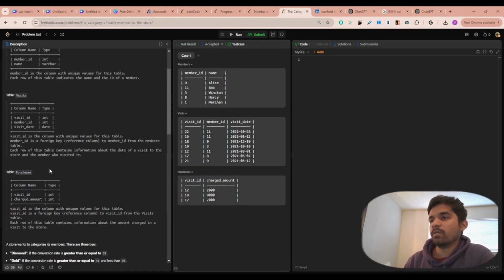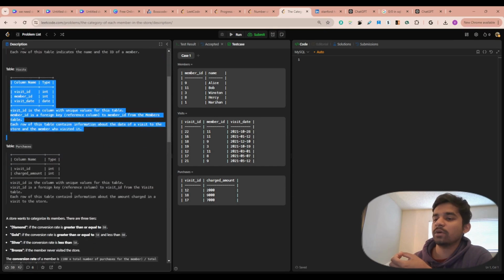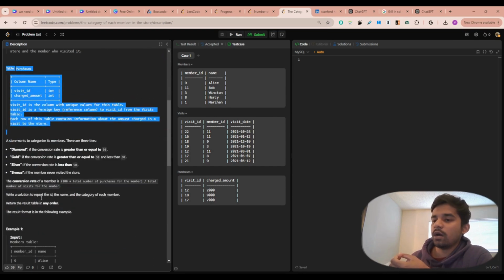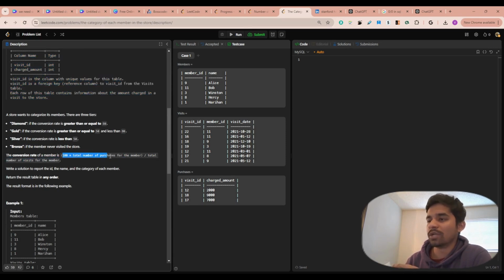Now the problem is that we have been provided with three tables, that is the member table, the visits table, and the purchase table. And we need to write a report to categorize each member based on the purchase activity. So how would you do it? And the conversion rate is given over here. It's 100 times the total number of purchases divided by the total number of visits.